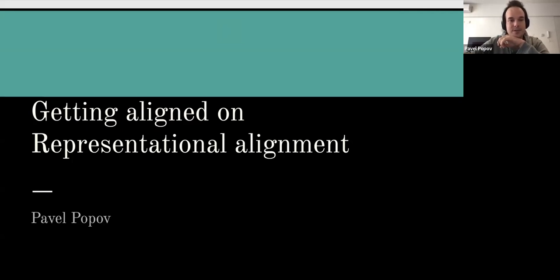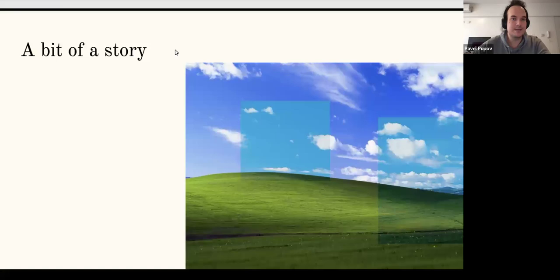So this paper is on representational alignment. Before we can talk about it, let's talk about what representations are and what alignment is. I'll start with a bit of a story.